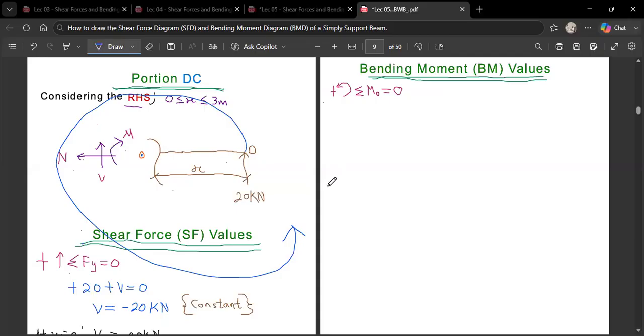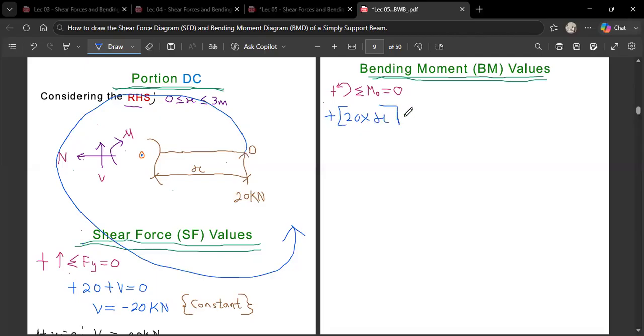An anti-clockwise moment is what? Positive. So that is going to be positive 20 times X.